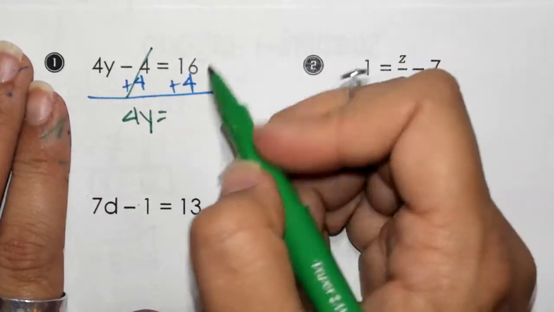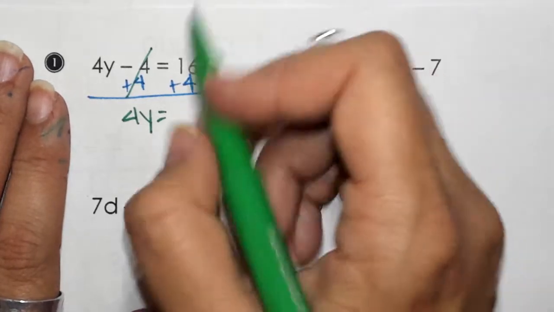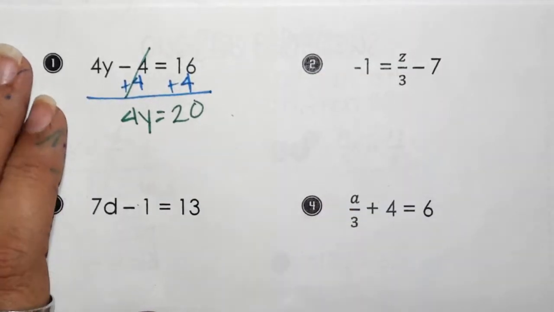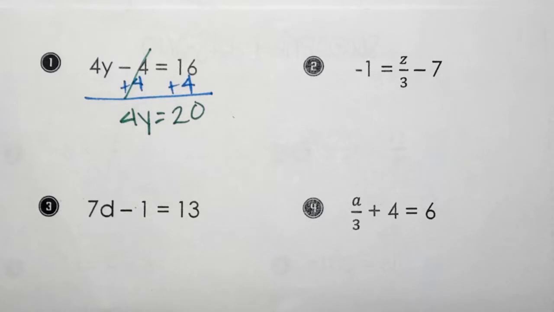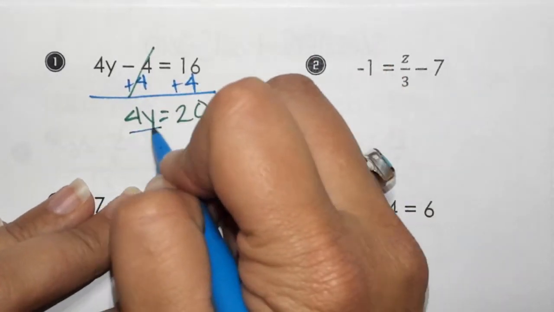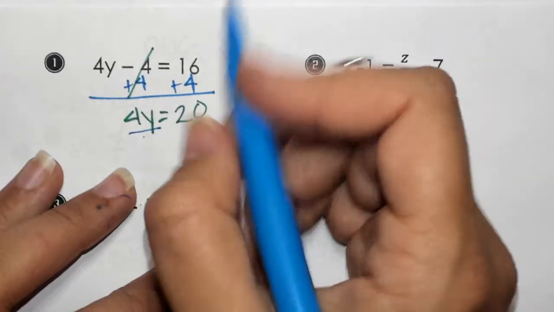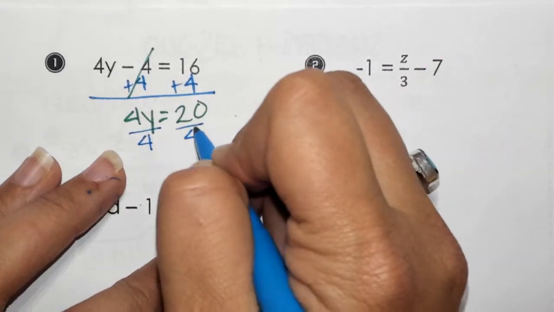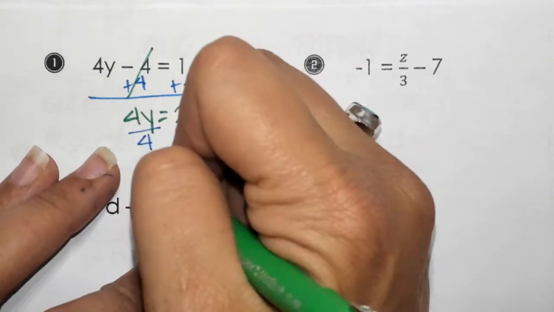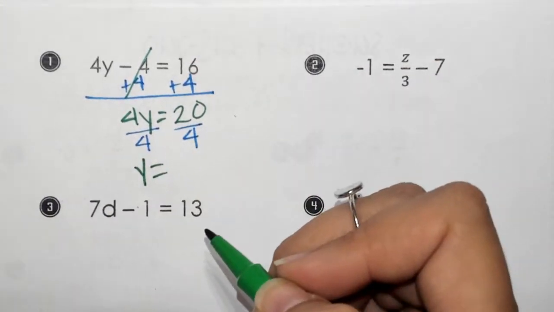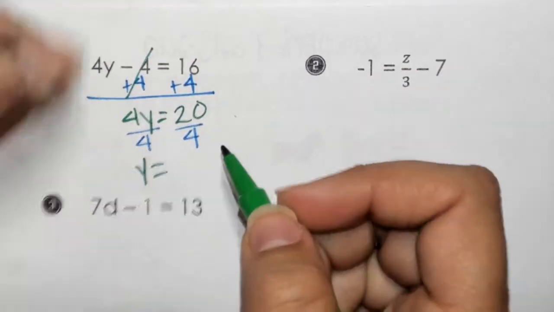Wait, I'm doing it. What's 16 plus 4? Alright, Belle, can you tell me what to do from here? You divide by what? Awesome, take a point. Alright, and Mark, tell me what 20 divided by 4 is.